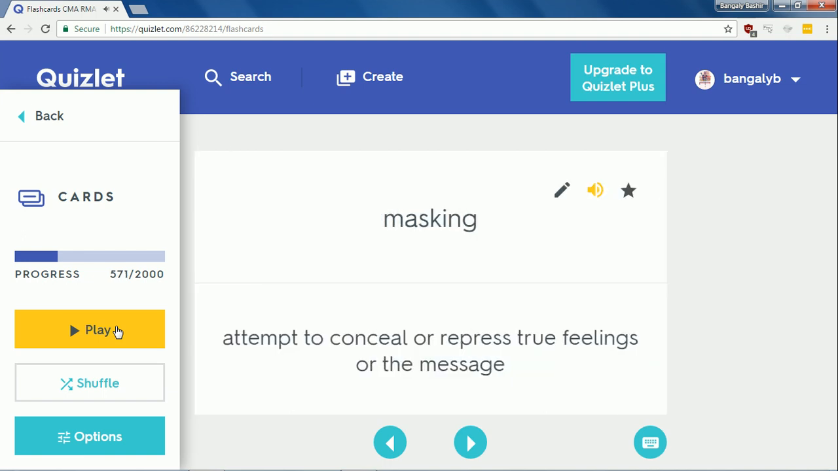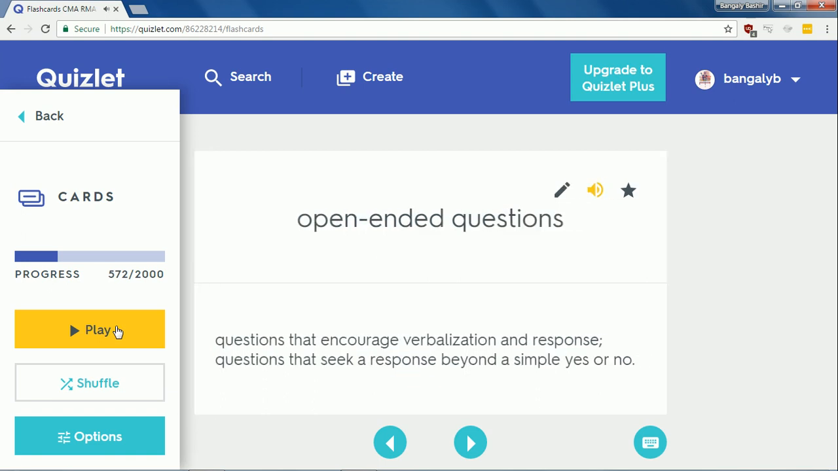Masking: attempt to conceal or repress true feelings or the message. Open-ended questions: questions that encourage verbalization and response. Questions that seek a response beyond a simple yes or no.